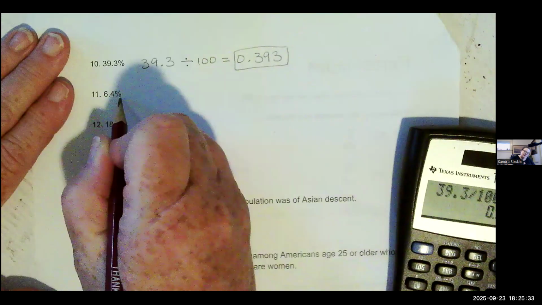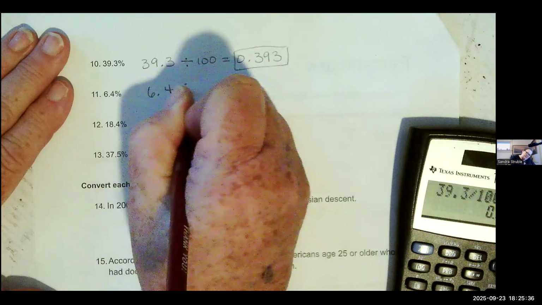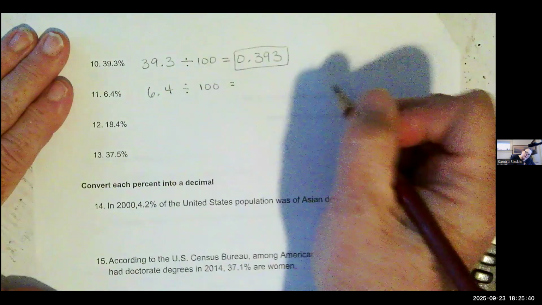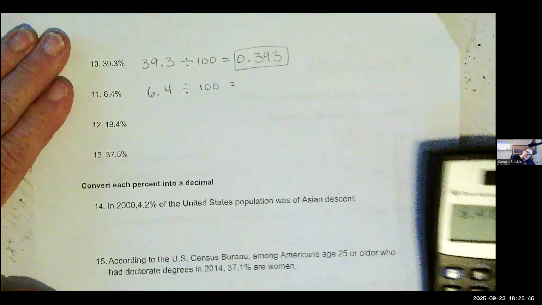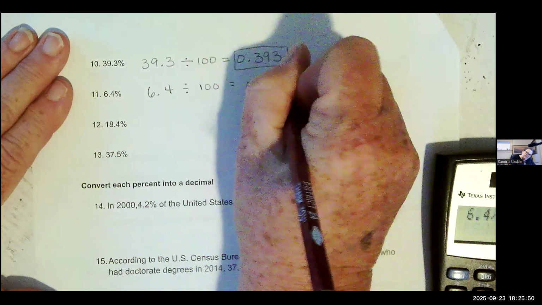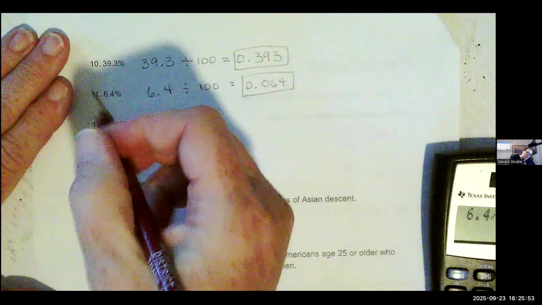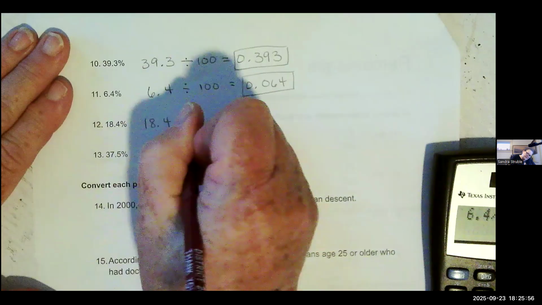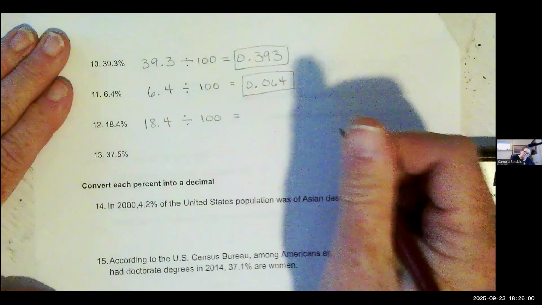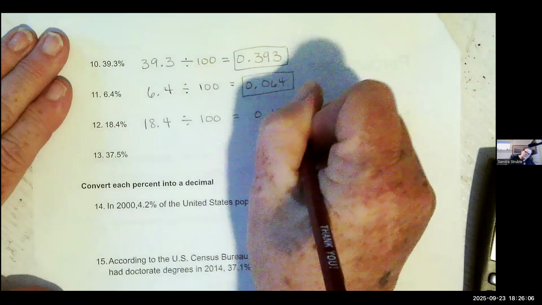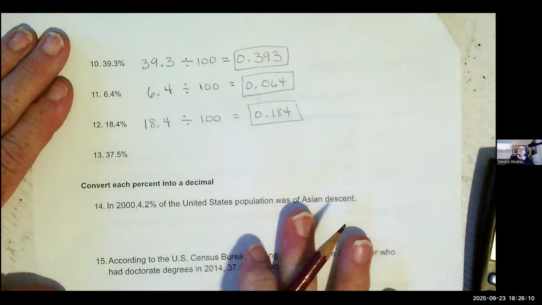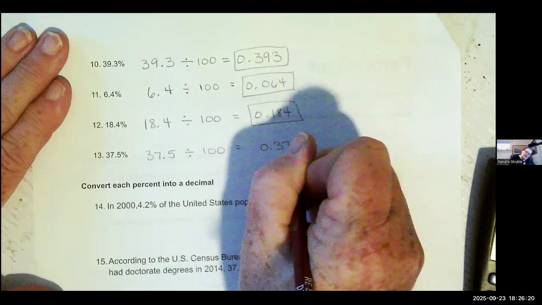Next is 6.4%. So take 6.4, divide it by 100 in your calculator, and hit equals. And it's 0.064. Same thing with 18.4. Okay, so that's going to be 18.4 divided by 100 is 0.184. And then the last one is 37.5%, changing to a decimal is 37.5 divided by 100 equals, and that's 0.375.